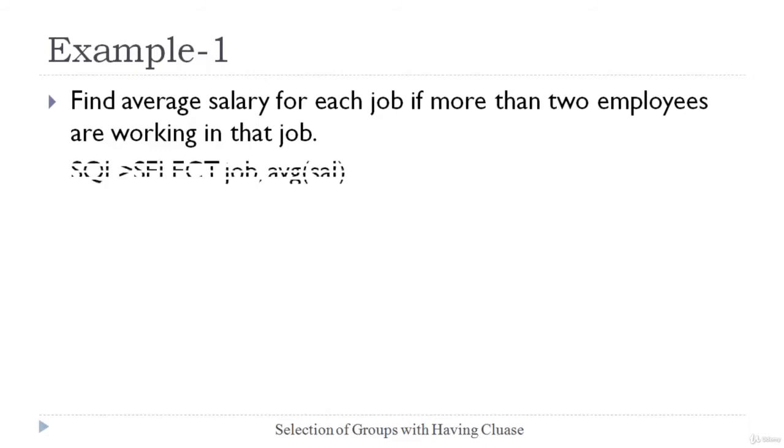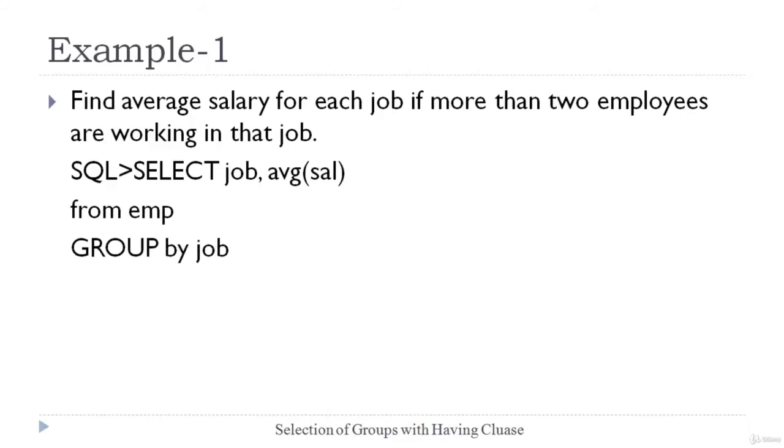The query will be select job, comma average salary from table employee. Then we need to make group on job. So it will be group by job having count star greater than 2. So in this case, first grouping is performed on job column. Then only those groups are selected where more than 2 employees are working in that job. And then finally, job and average salary are displayed.